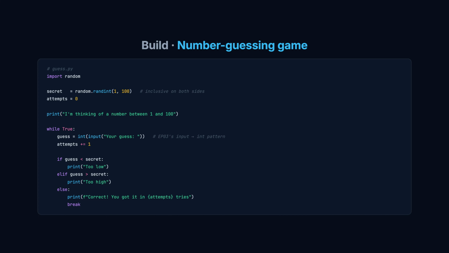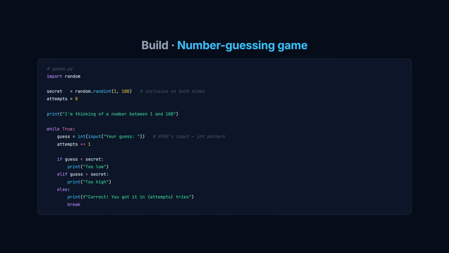The cascade. If guess is less than secret, print "too low". Elif guess is greater than secret, print "too high". Else they got it. Print f"Correct! You got it in {attempts} tries". Break, out of the loop, done. Run it.